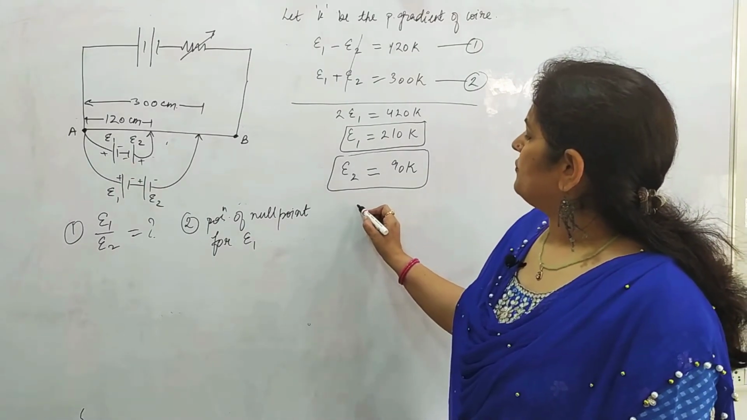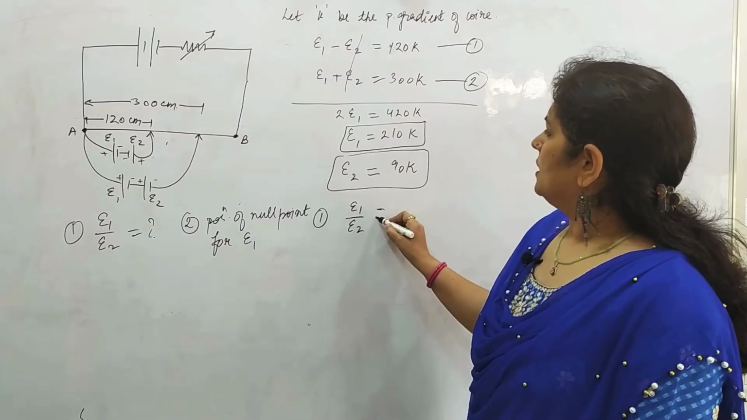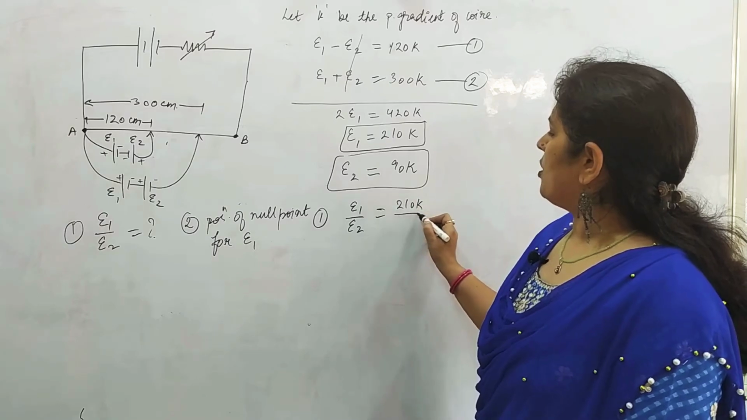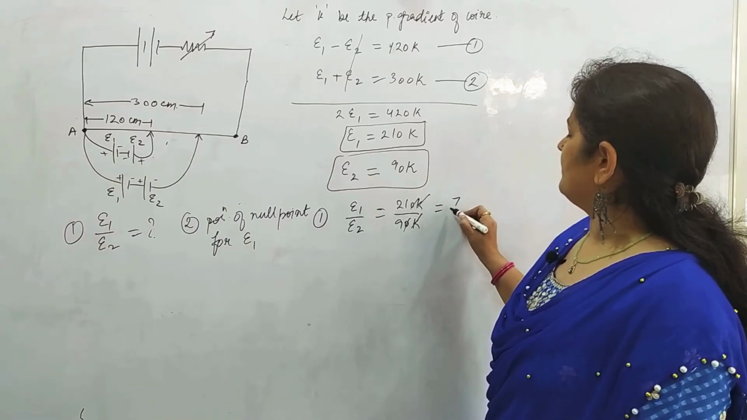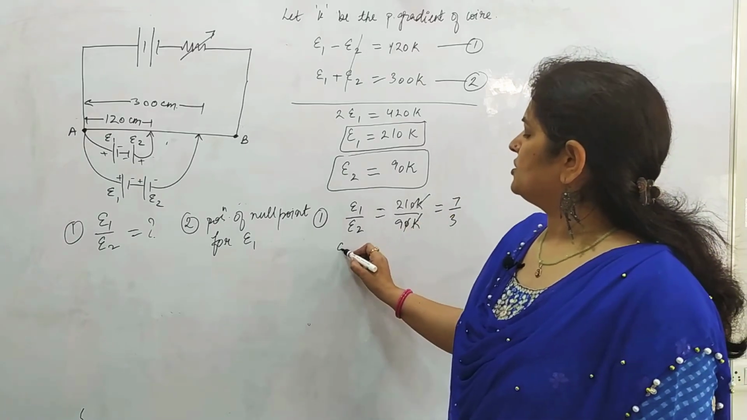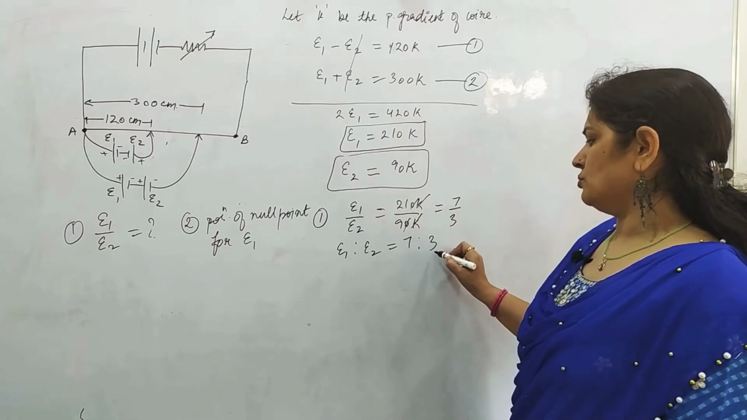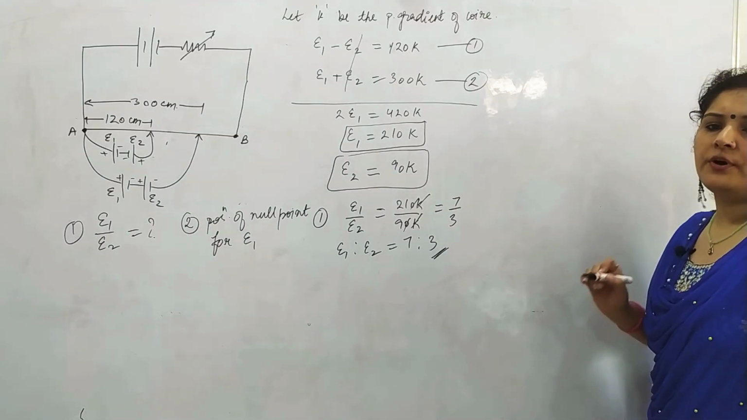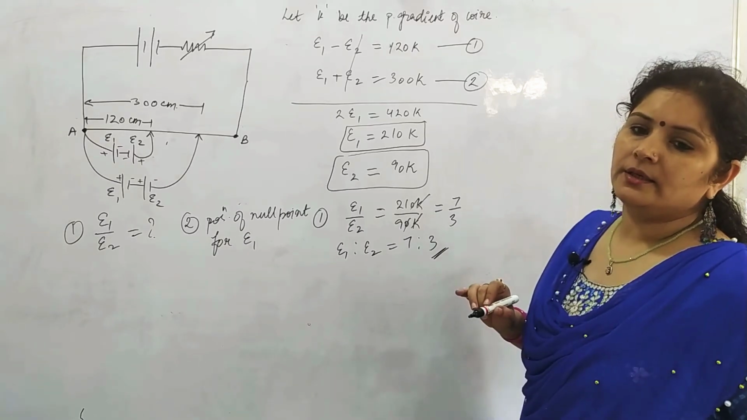Yes, what will be the ratio of E1 is to E2? First part of the question will be 210K upon 90K. K gets cancelled out. This is 7 upon 3. So what is the ratio of E1 is to E2? The answer will be 7 is to 3. That is your first answer. Any doubts, please ask.